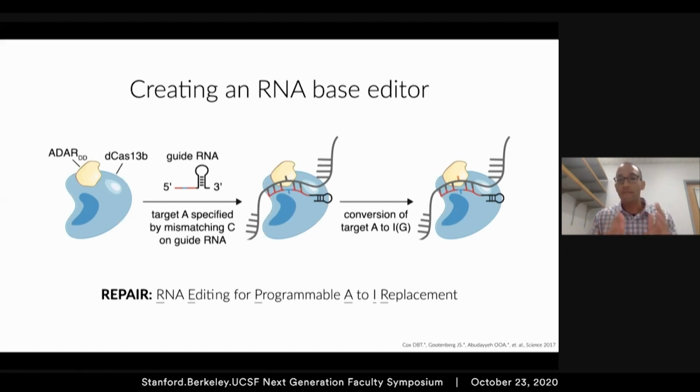If this all works, you get conversion of a target adenosine to inosine, which is treated by the cell as guanosine. Since everything in the CRISPR field must have an acronym, we named our system RNA editing for programmable A to I replacement, also known as REPAIR.